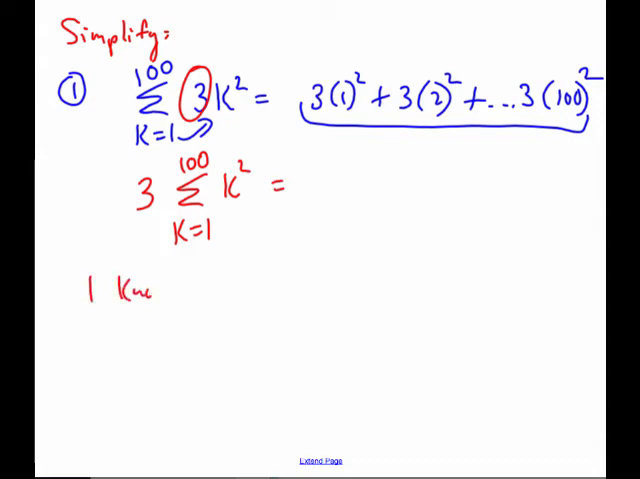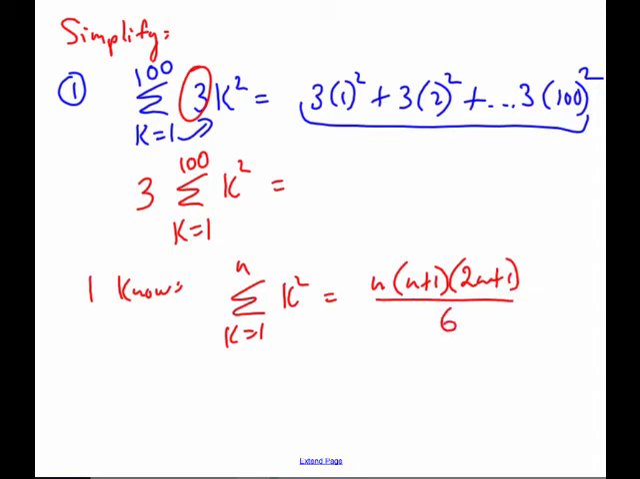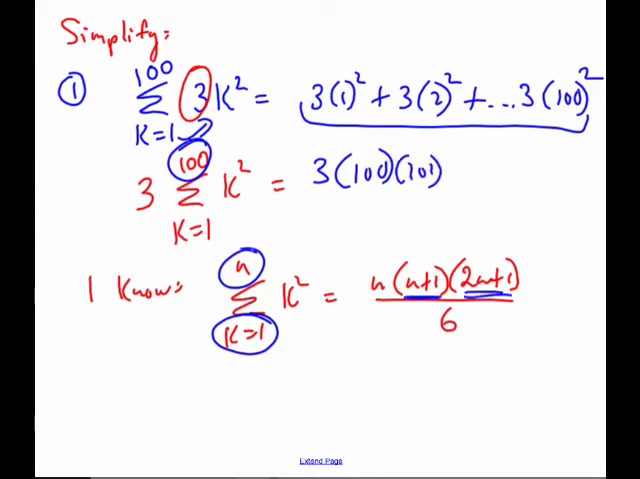So I know already that numbers of the form k squared as k goes from 1 to n is given by this formula, which we just mentioned earlier. All I need to do is, because this is of the same form, just replace the n with 100. So 3 times 100, 100 plus 1, 101, times 200 plus 1, 201, divided by 6. If I evaluate that expression, that is what all of these terms would add up to.